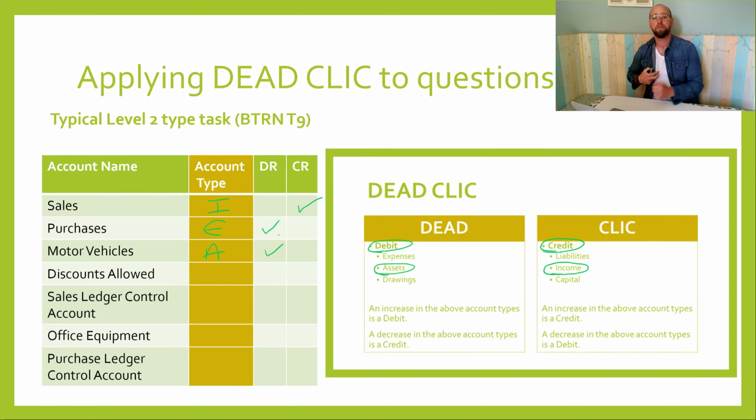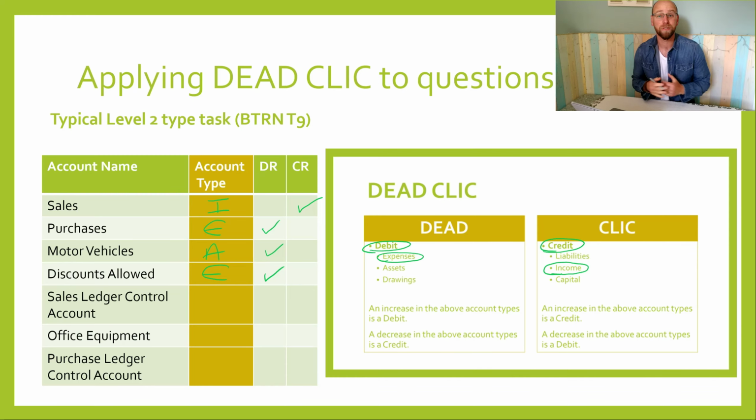Now discounts allowed. It's a bit of a tricky one, this one. Discounts allowed is something that we're allowing our customers to take from us if they pay us earlier than their normal credit terms. So because we're allowing them to reduce the amount that they pay us, in effect, that's like an expense. It's costing the business money, and it's something that happens on a regular basis. So we can treat discounts allowed just like an expense. Something that is costing the business money on a regular basis. So again, as we saw earlier, an expense is a debit account, so we can tick debit.